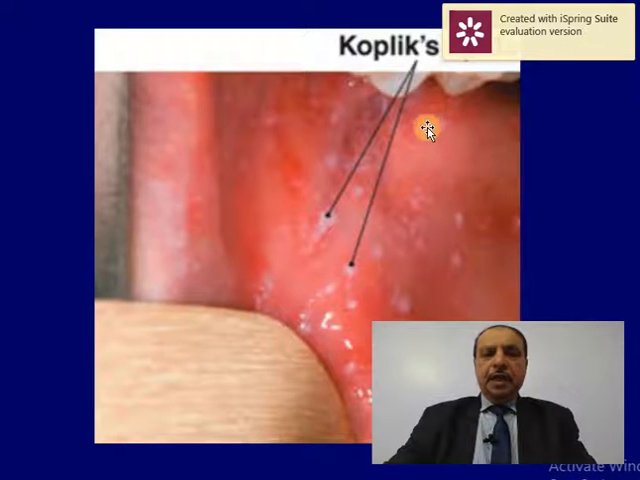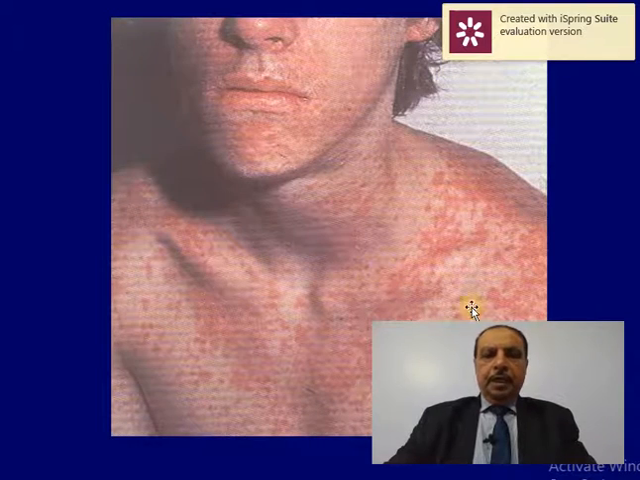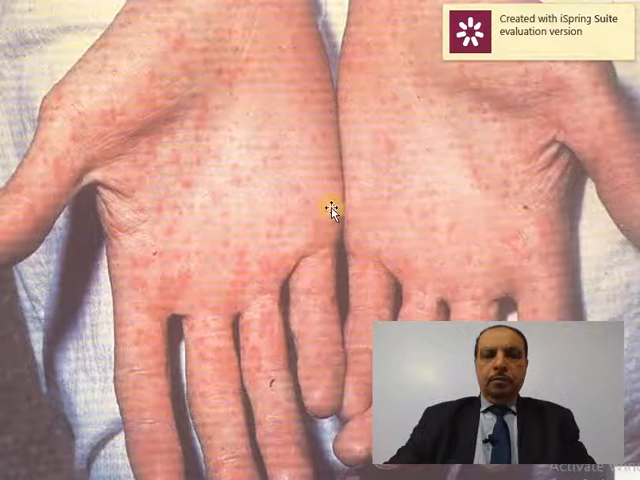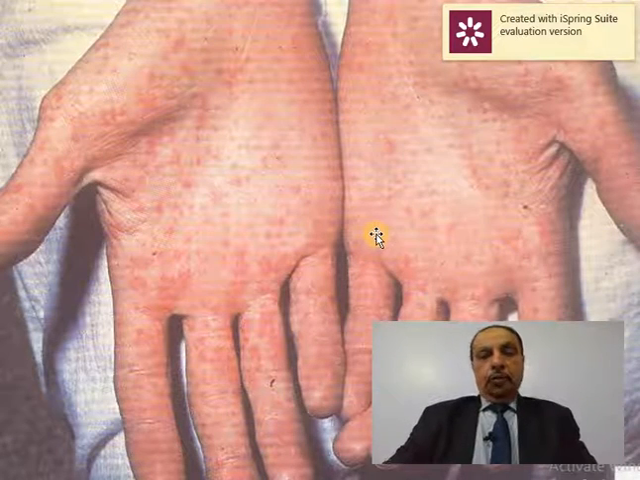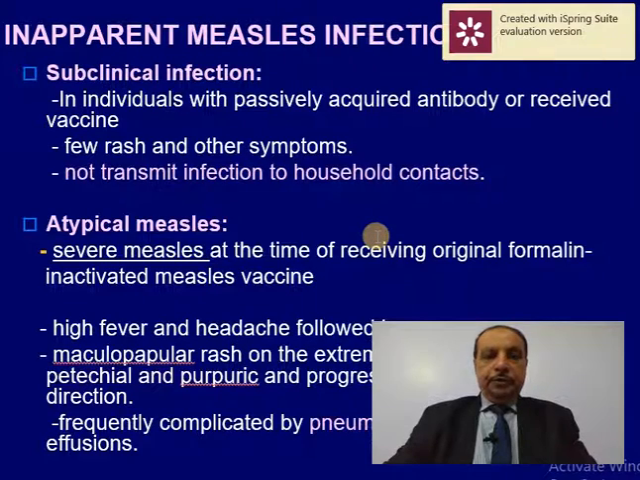This picture is very clear about Koplik spots, the congested cheek from inside, the mucous membranes, and you will find the white spots opposite the premolar teeth. Here is the body with the measles rash. We told that in more than 40% we have rash in the palms and soles.